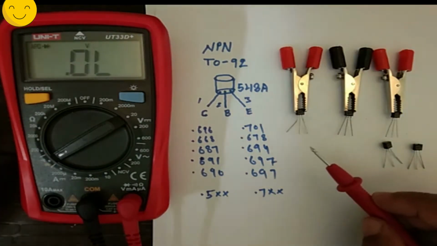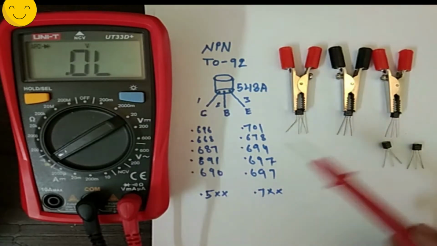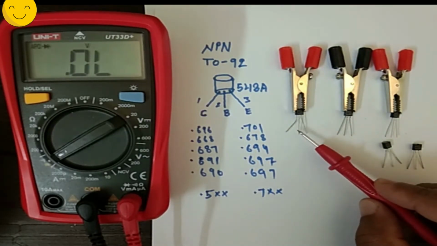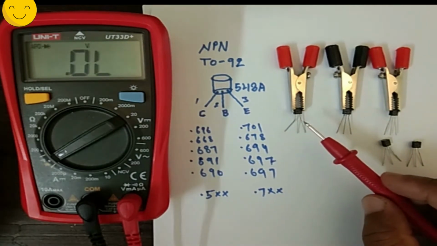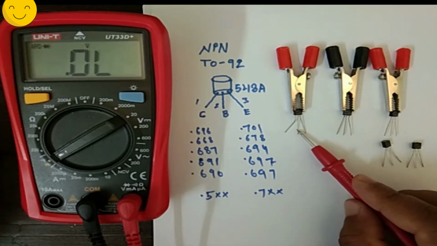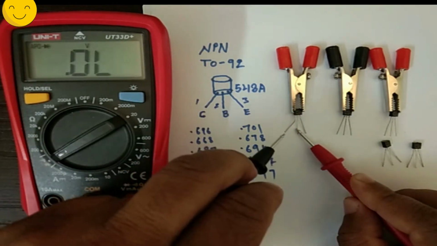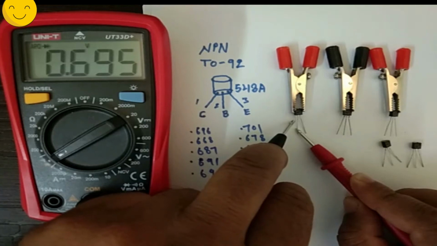So first, mostly in the TO92 package, the base is the middle, the collector is the first pin, and the emitter is the third pin. So we will put the first lead here and then the black lead here. First lead means the red lead in the middle. So it is showing some value.